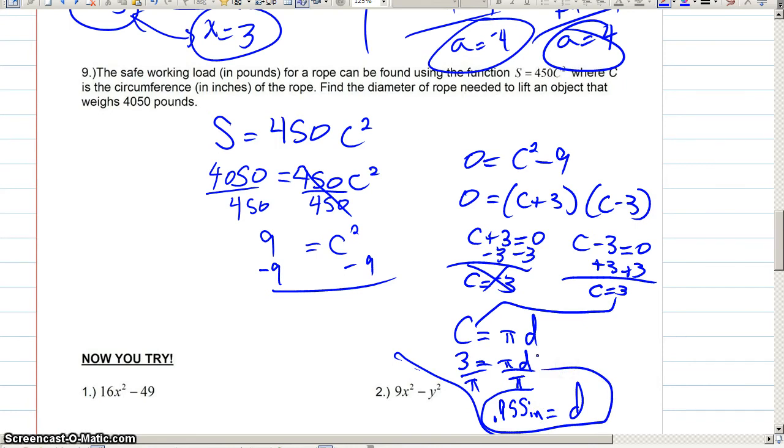Okay, so hopefully that's making sense for you. A lot of work that we've already done before. The new stuff is really this difference of squares. Keep working on it. Hopefully it's getting better for you.